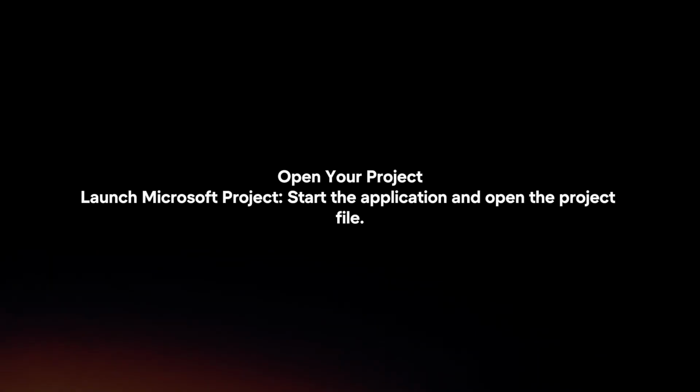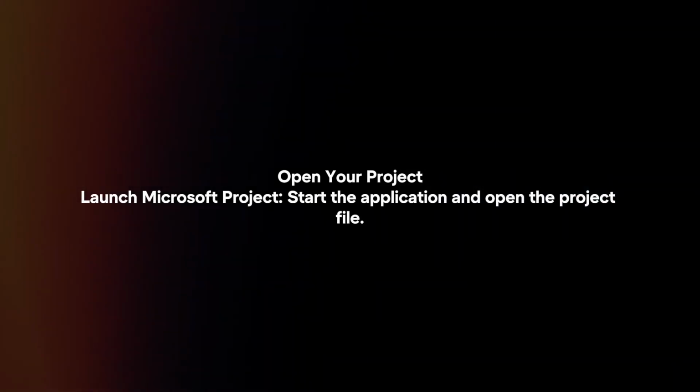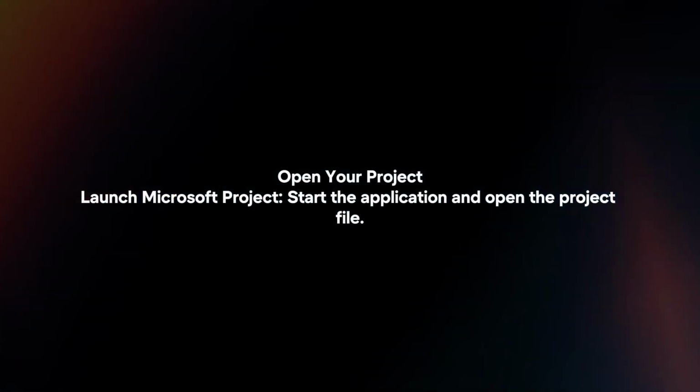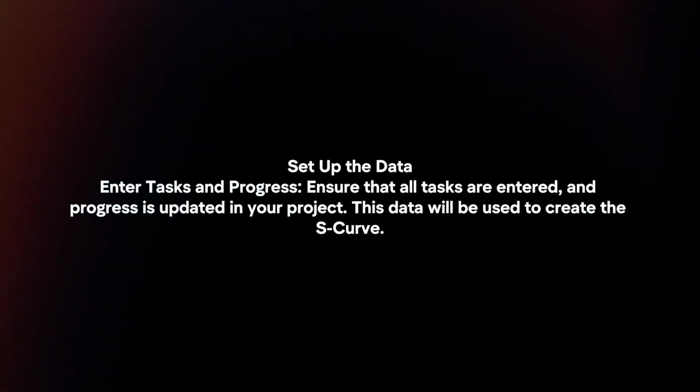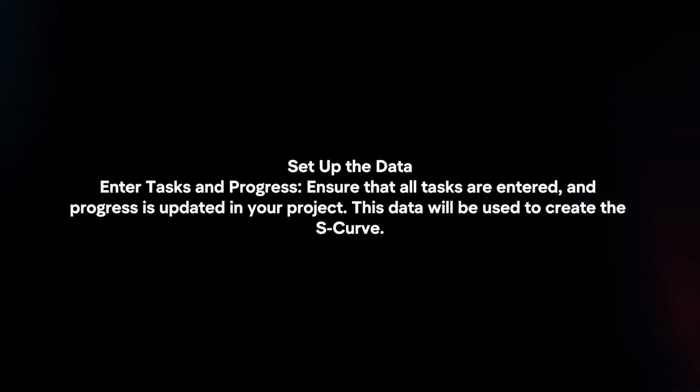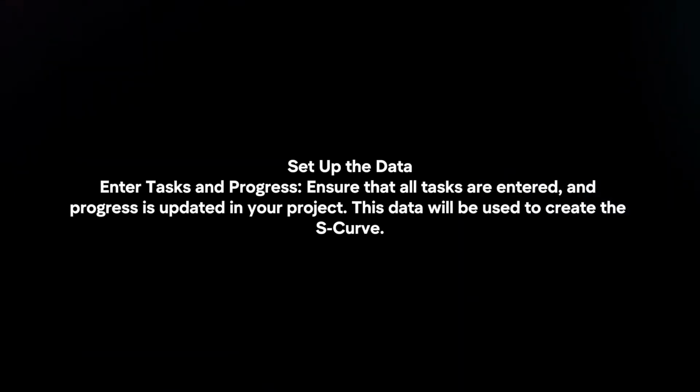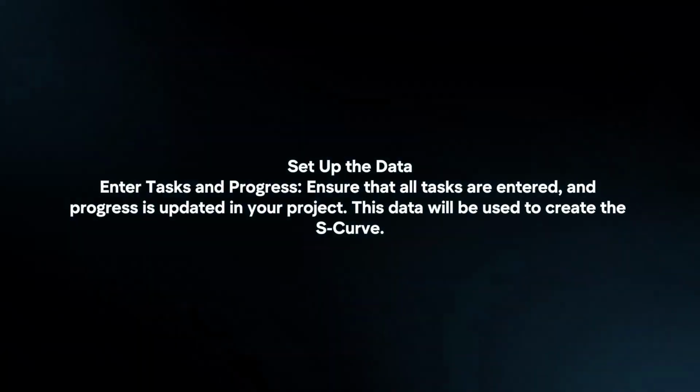Open your project. Launch Microsoft Project, start the application and open the project file. Set up the data. Enter tasks and progress. Ensure that all tasks are entered and progress is updated in your project. This data will be used to create the S-curve.